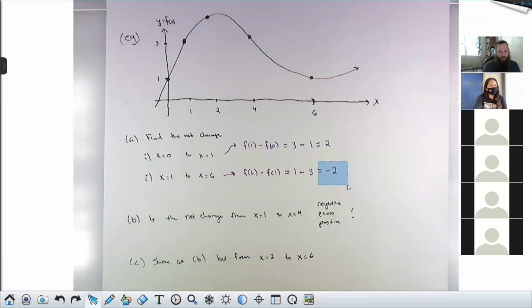Similarly, the second guy is negative because as x goes from 1 all the way out here to 6, we've overall gone down, right? At 1, we're up here. At 6, we're down here. So since this is lower than this, that net change is going to be negative. We always read from left to right. So with that in mind, is the net change from 1 to 4 going to be positive, negative, or 0?